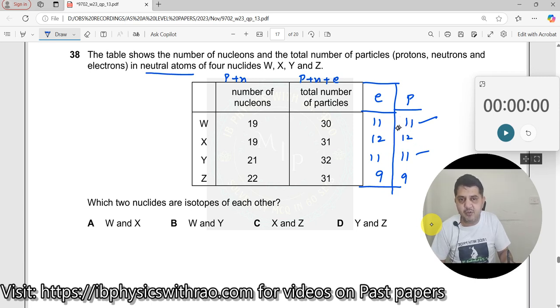So what is an isotope? Isotope is one wherein you should have same proton, different neutron, right? So therefore, same proton, different neutron, so it should be W and Y. W and Y, where is it? Answer should be B. Okay.